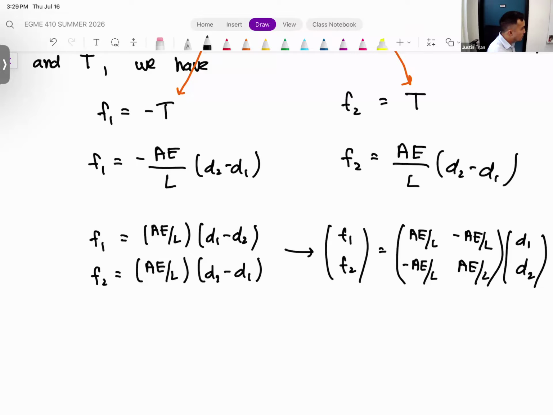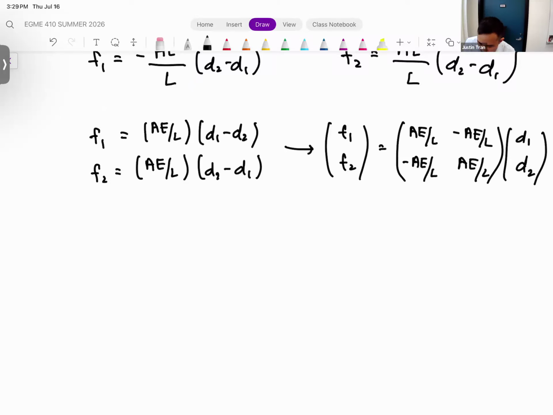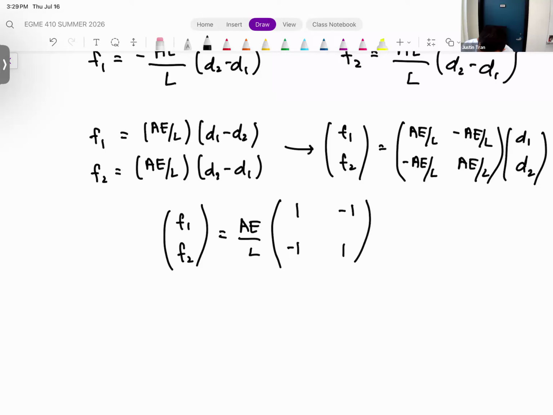Now, of course, that is a little bit cumbersome to write, although that technically is the final answer right there. It's cumbersome to write AE over L four times. But since it's a consistent constant applied to every single coefficient, we can factor it out of the matrix just to save us a little bit of writing. So the typical form for the element stiffness matrix for a truss is given by the following: F1, F2 is equal to A times E divided by L times the matrix 1, minus 1, minus 1, 1, times D1, D2.